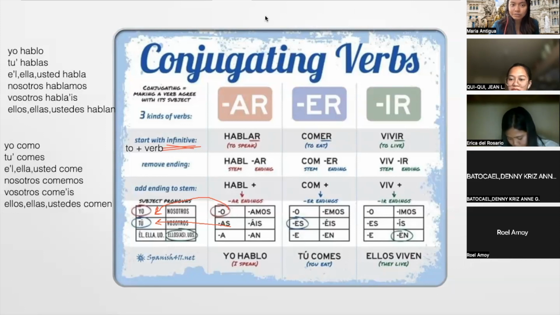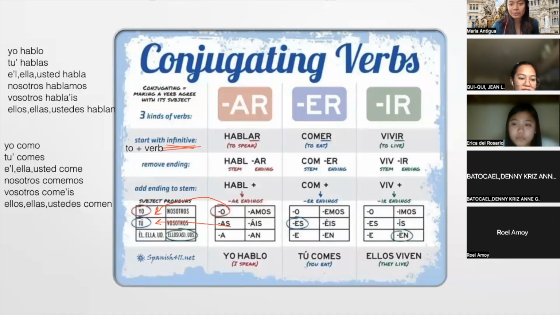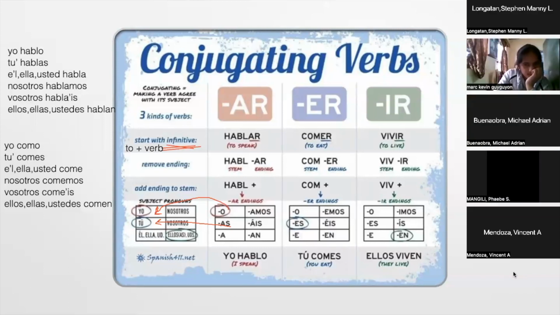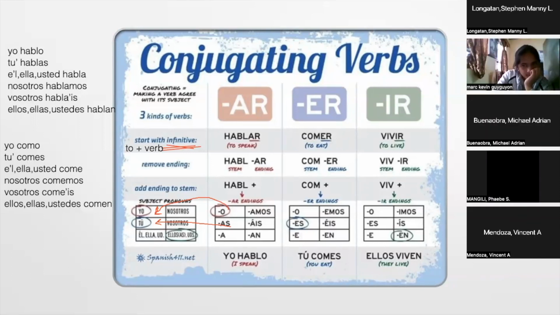Everyone finish copying? Tapos na ba lahat? Thumbs up kung tapos na lahat. Okay, hindi pa tapos. Alright, sige. Very good. You can also take a screenshot. Good luck tomorrow, ha? Again, check your keyboards kung meron na kayong accent, kung kaya nyo nang lagyan ng accent yung mga pronouns, because it will be marked wrong if walang accent.